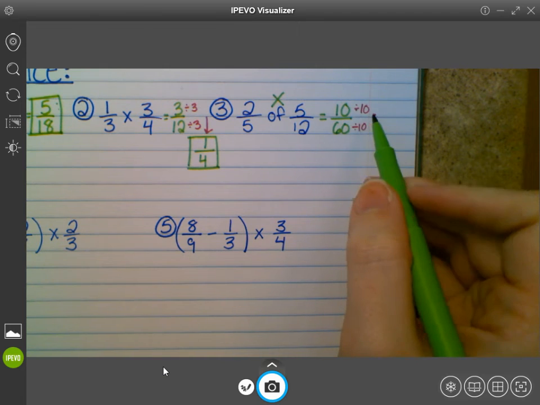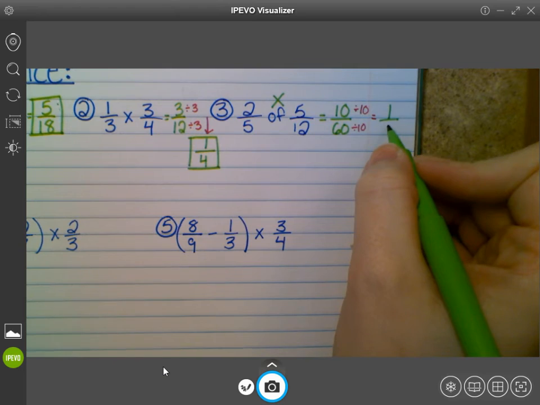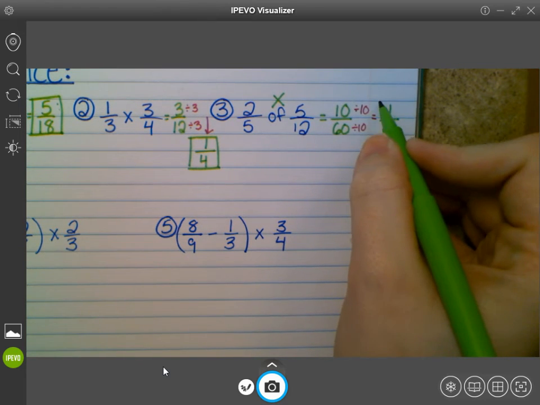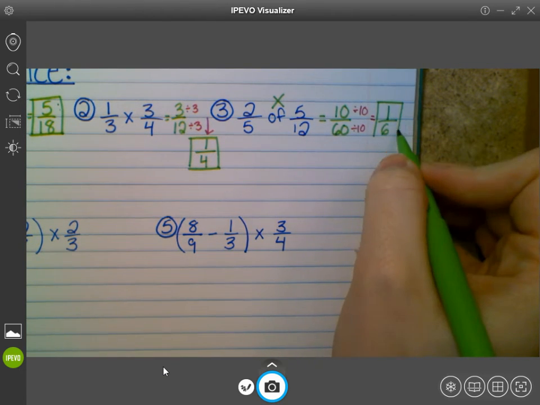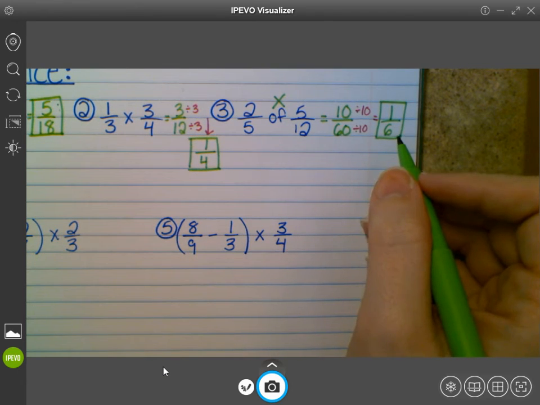Because 10 divided by 10 is 1. 60 divided by 10 is 6. So the answer is 1/6. How many of you got 1/6 as your answer? Okay. Awesome.